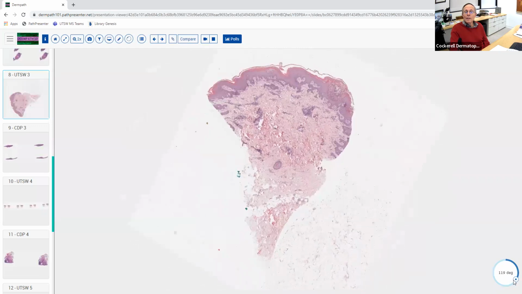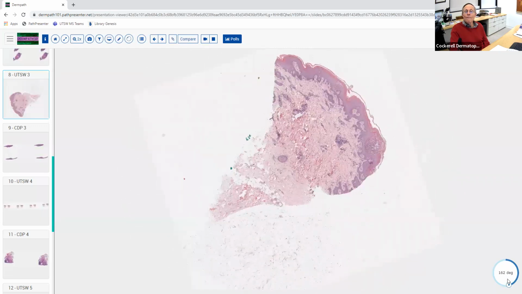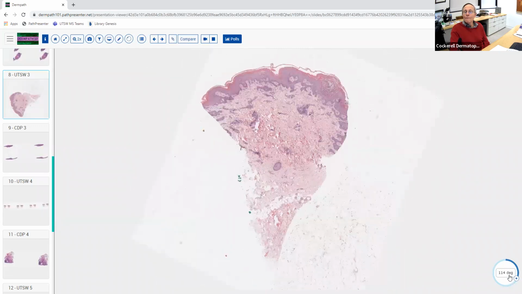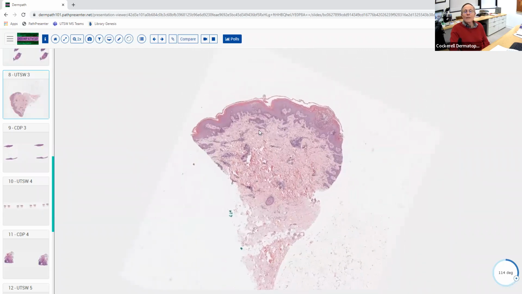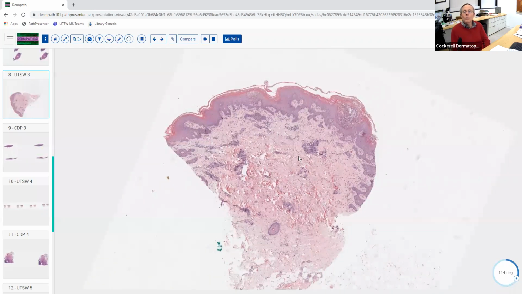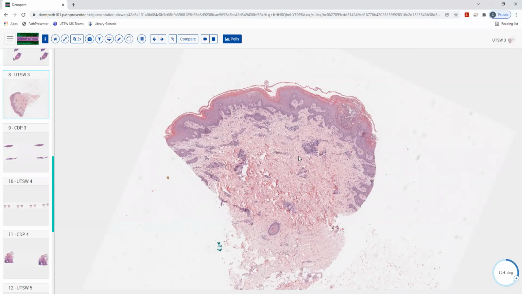Switch gears a little bit here. All right, who wants to give this one a go? I can take this one. From scanning, the epidermis looks a little bit acanthotic, and then a little bit of, I think, parakeratosis, and then there's what looks like a large subcorneal pustule on the right side.